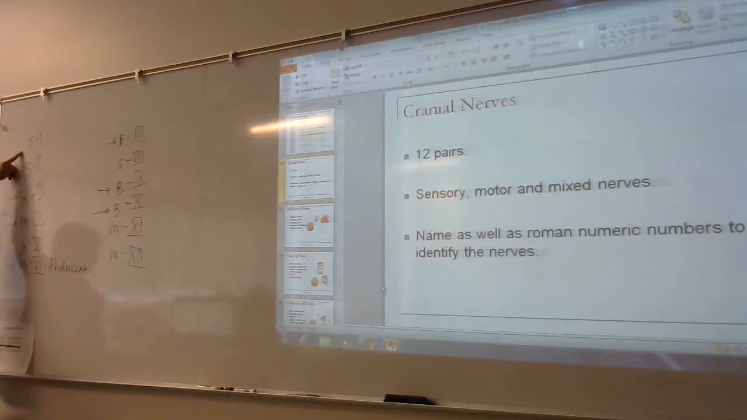S for mainly sensory or purely sensory. So in other words, cranial nerve number 1 is a purely sensory nerve. If you damage cranial nerve number 1, you will have no motor paralysis because it's only sensory. M is mainly motor. So if cranial nerve number 4 is damaged, will you have sensory problems? No, it's mainly motor. So it's paralysis. Okay? And then B for both sensory and motor.